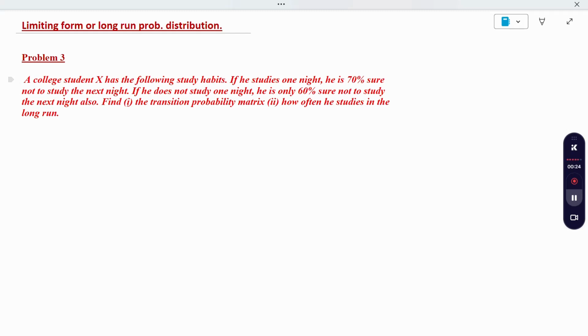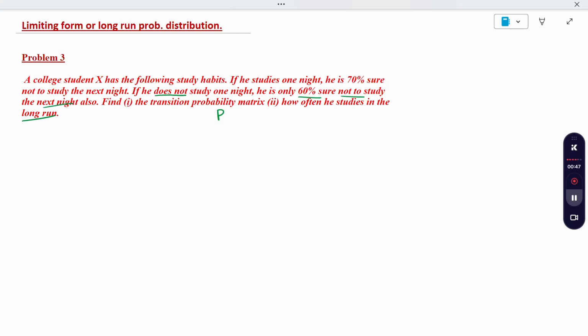If he does not study one night, he is only 60% sure not to study the next night. Find the transition probability, meaning P, we have to calculate. How often he studies in the long run? Long run means the corresponding pi 1, pi 2 we have to calculate.